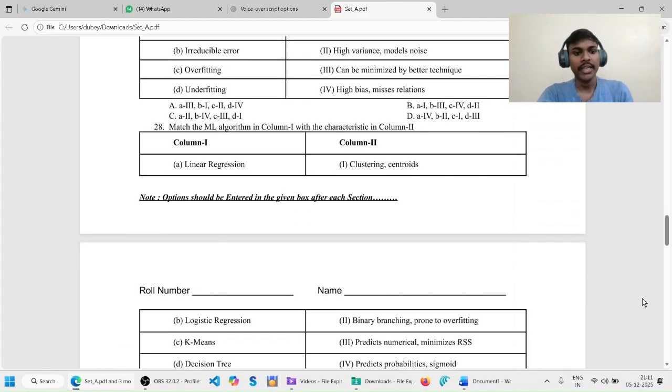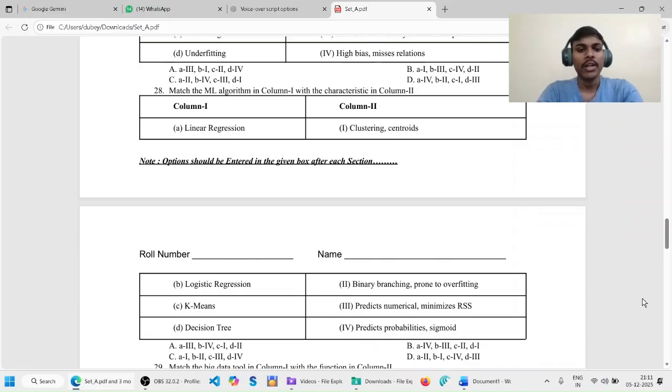Now coming up on question 28. Match the ML algorithm in column 1 with the characteristics in column 2. So in column 1, we have the following entries: linear regression, logistic regression, k-means, and decision tree. In column 2, we have clustering centroids, binary branching which is prone to overfitting, predicts numerical and minimizes RSS, and predicts probabilities or sigmoid.